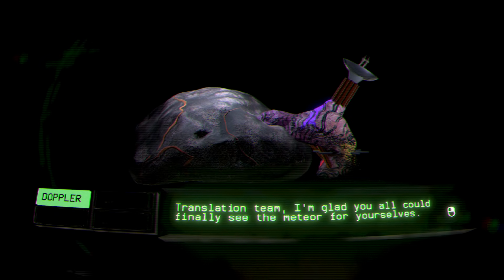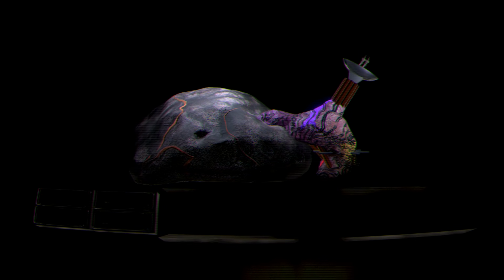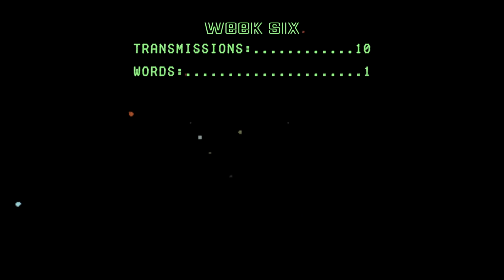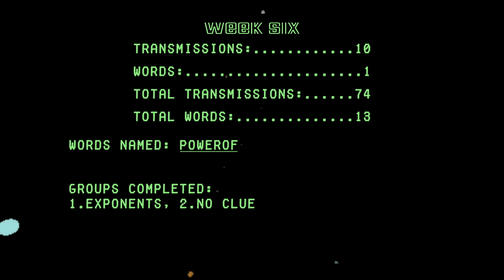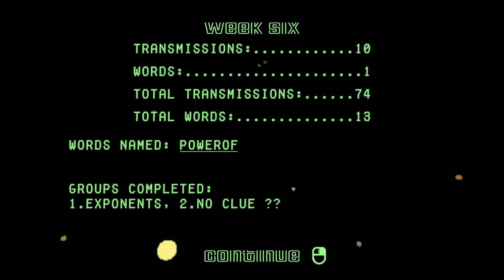Translation team, I'm glad you could all finally see the meteor for yourselves. Yeah, very cool. Very cool. All right, well, I think that does it for week 6. We have 10 transmissions. Found one word, named power of. 74 total transmissions, total words 13 so far. We completed exponents. Exponents, that's what it's called. I could not think of that word for some reason.